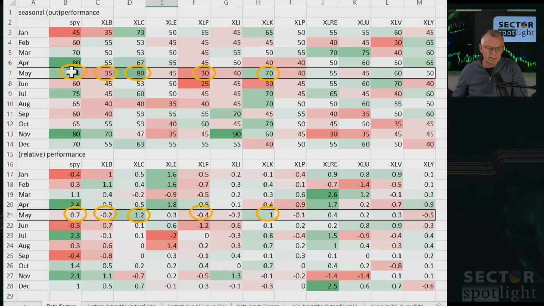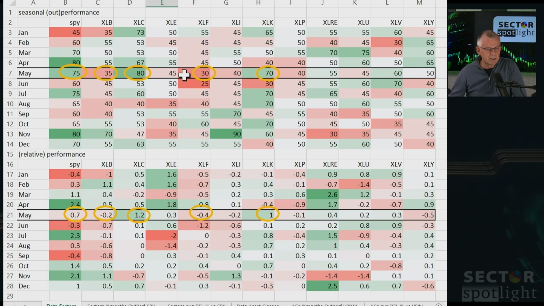And it starts immediately with the materials sector. Look at that. That's 35% of the time the materials sector outperformed the S&P 500. That means that 65% of the time the materials sector was underperforming the S&P 500. That's a significant number. And then if we stick on the underperformers, the other one is financials.